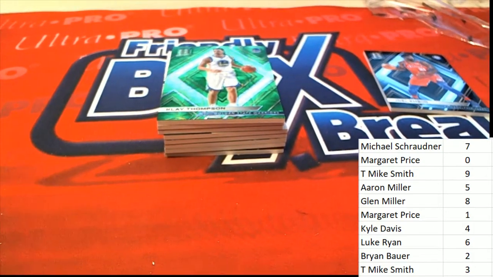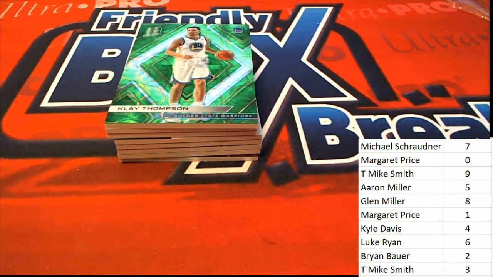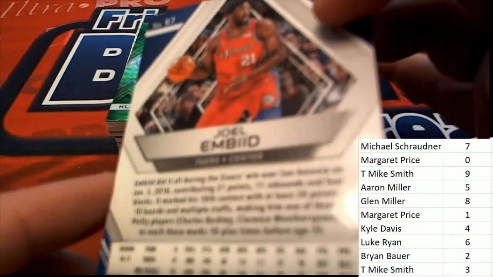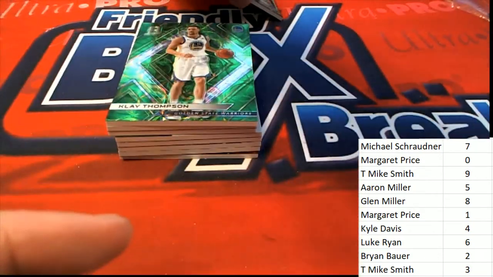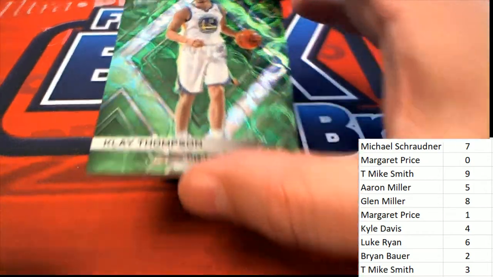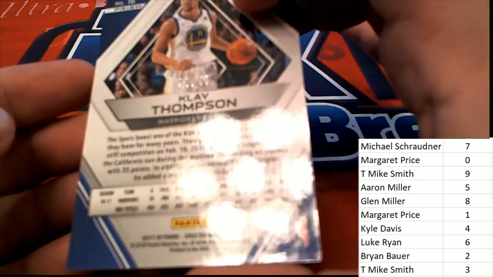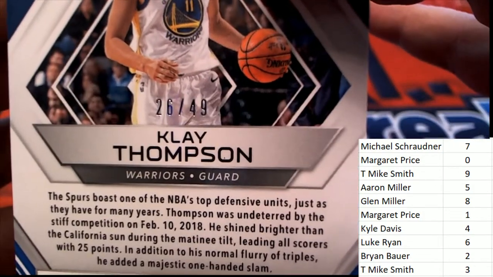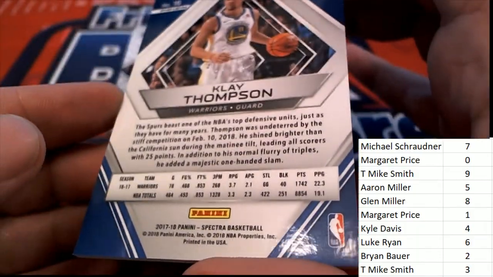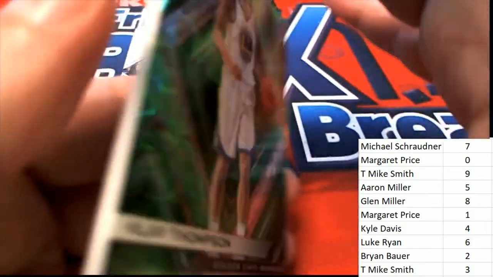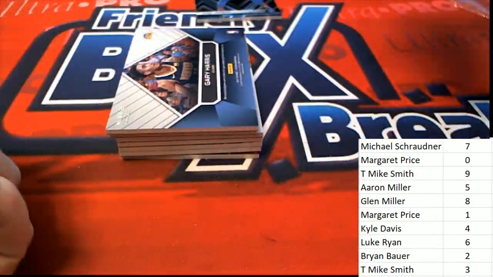What else is popping out of here? A Klay Thompson. By the way, this one is not numbered and will be in the random at the end of the break. We'll see who gets this one. Klay Thompson comes out. Golden State Warriors, Klay Thompson. Really nice here. And this is coming out for the number six owner. Congratulations to Luke with a Klay Thompson, numbered to only 49. Way to go with your serial number six hitting.